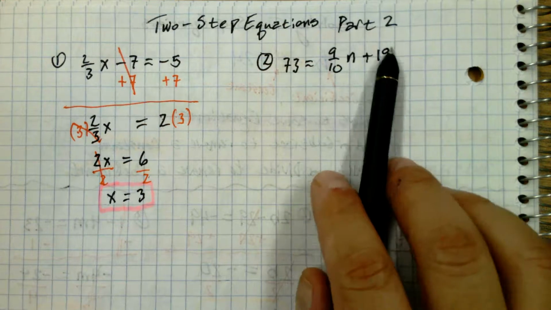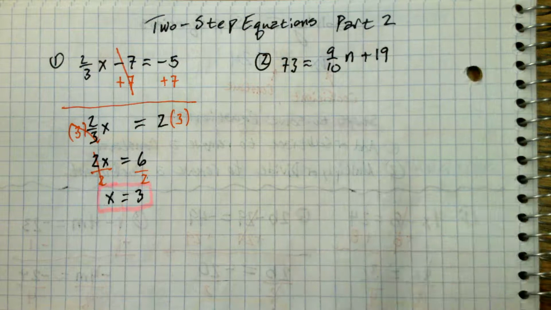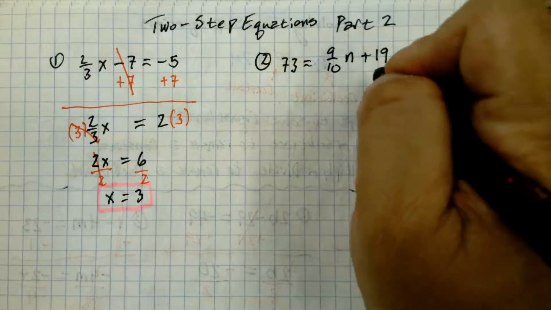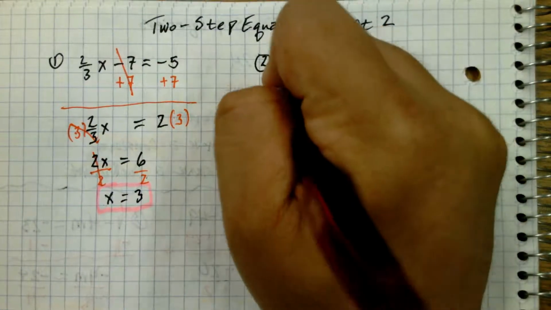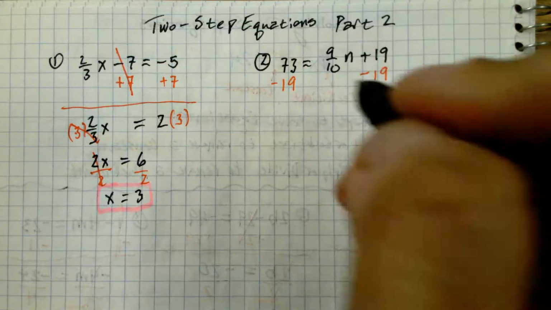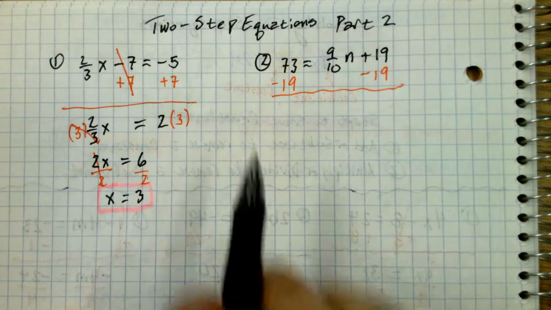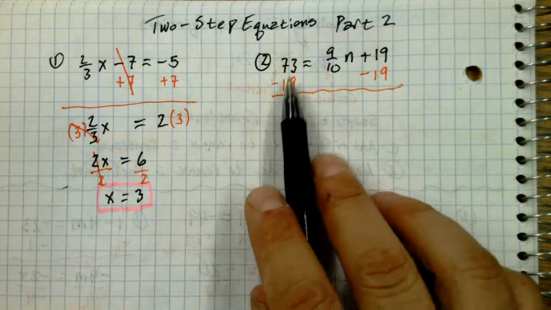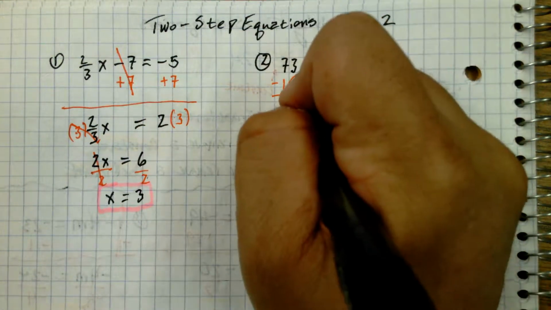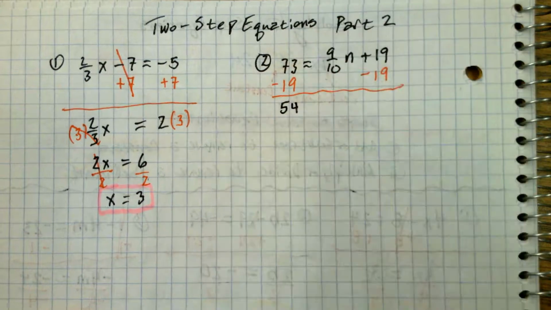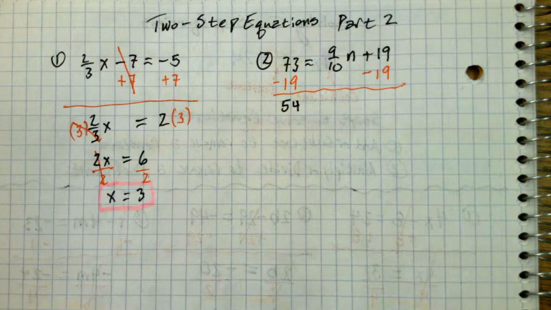19. It's on the same side as n. That's the one we get rid of, that's our constant. So I'm going to do the opposite of plus 19. Negative or minus 19. Okay, so first thing, let's just go across and figure out what we have left. 73 minus 19. Help me out. Is that 54? Is that 54? See a couple people shaking their heads.